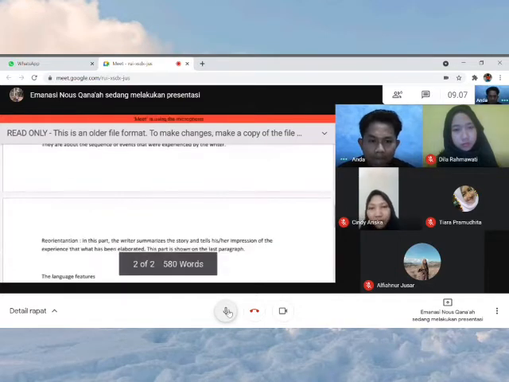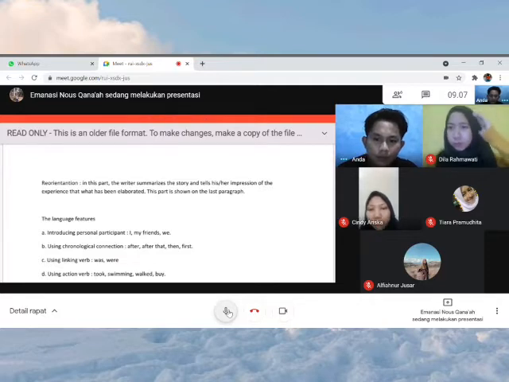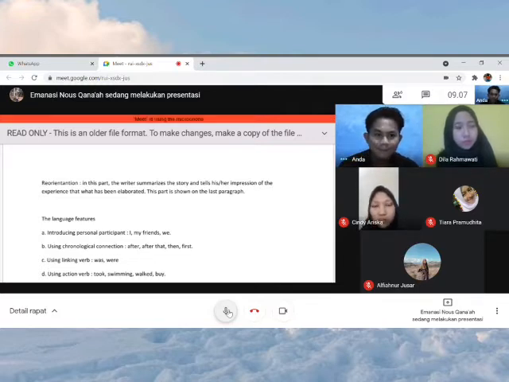Dan yang terakhir ada reorientation. In this part, the writer summarizes the story and tells his or her impression of the experience that has been elaborated. This part is shown in the last paragraph.